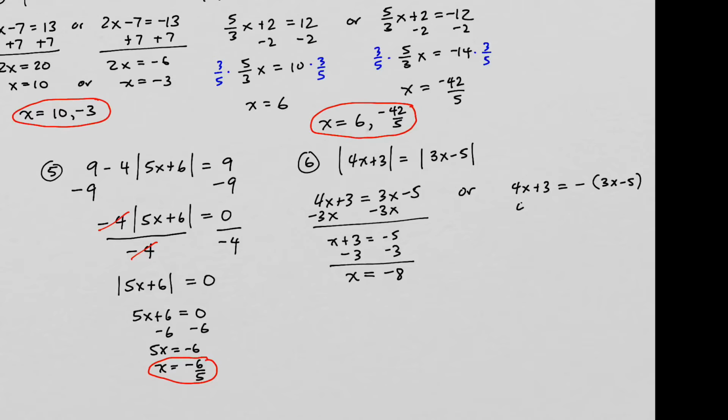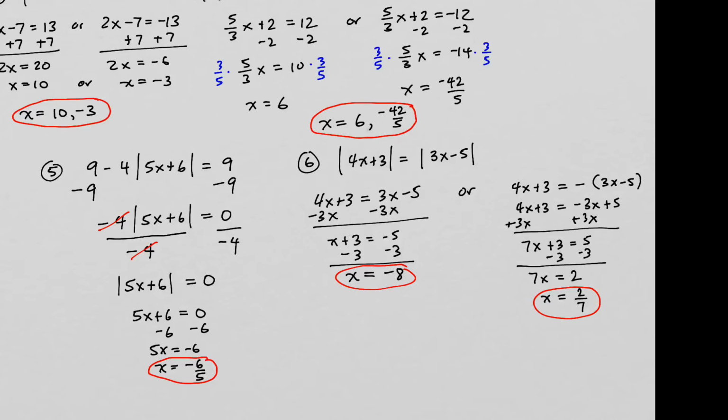For the other equation, we distribute the negative, add 3x to both sides, subtract 3, and finally divide by 7 to get x equals 2/7. And so this one has two solutions. And again, we should write that answer in a comma delineated fashion.